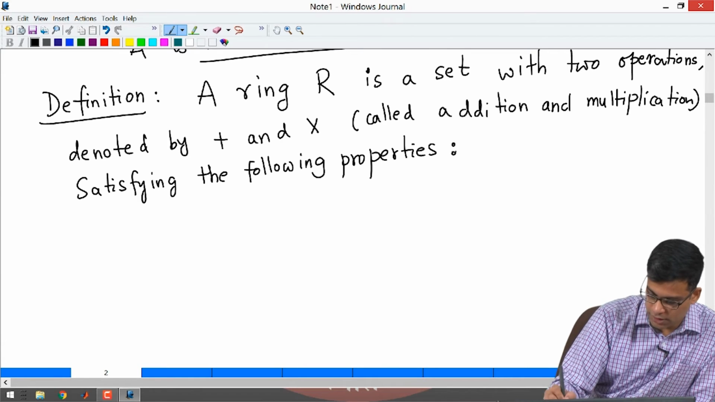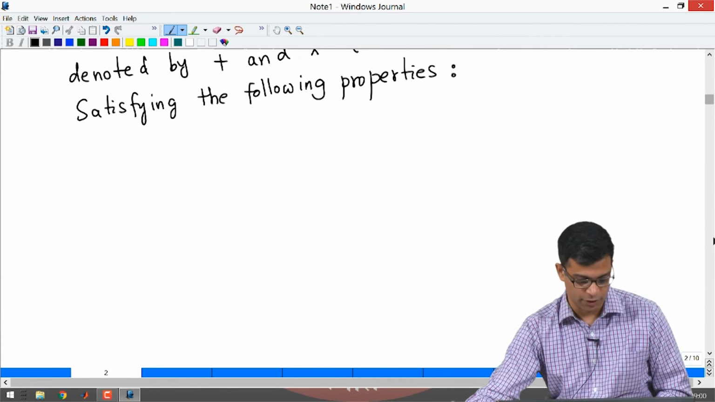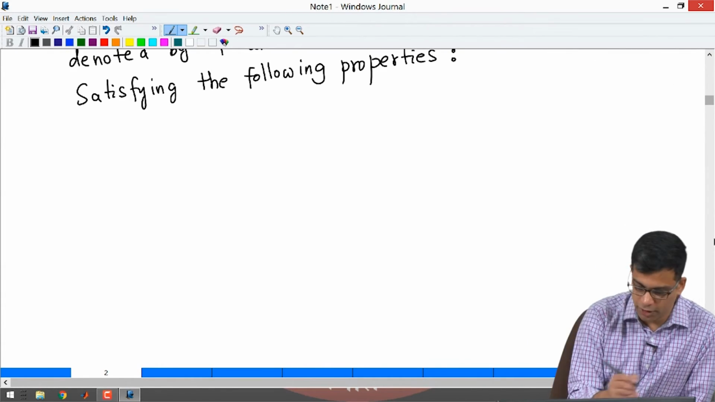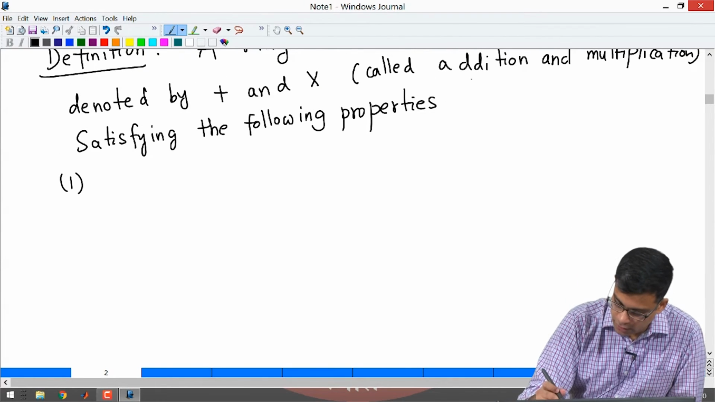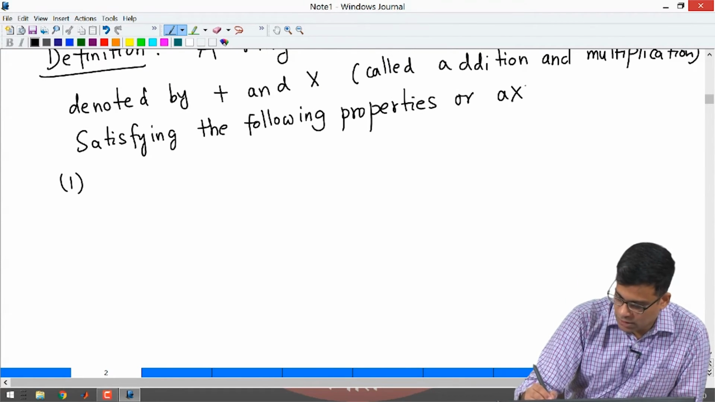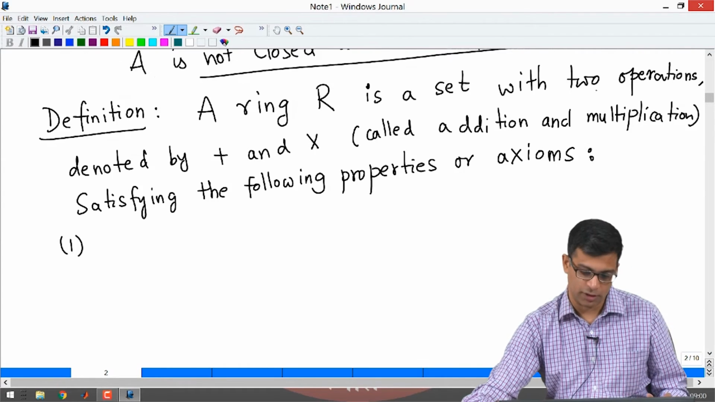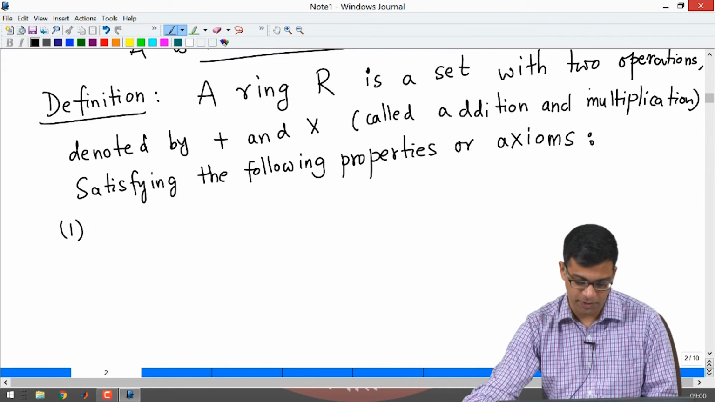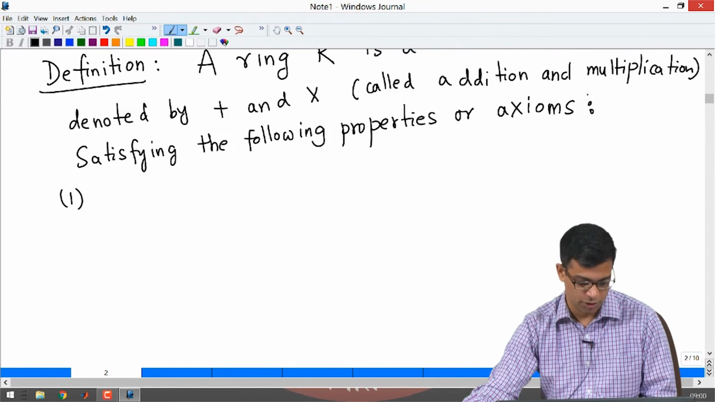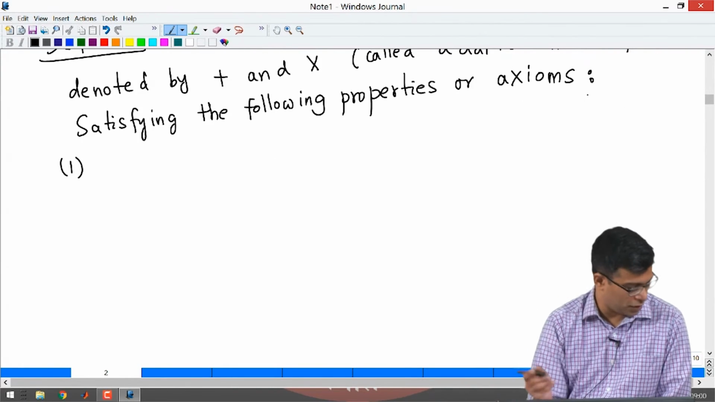What are the properties that these two operations must satisfy? As I have already said, these properties are axioms. So, I will write that here: these are the axioms of rings. A ring is a set with two operations denoted by plus and times, called addition and multiplication, satisfying the following properties or axioms.